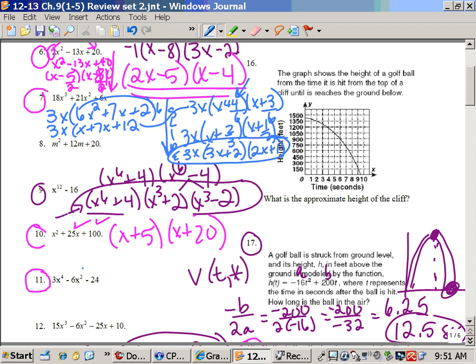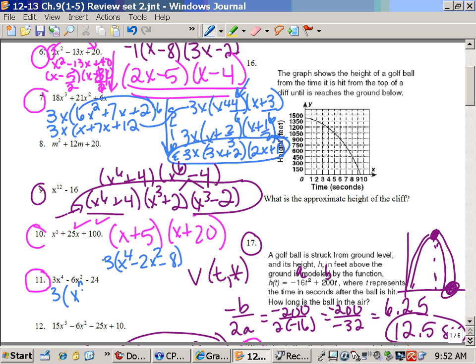This also has a GCF of 3. So I'm going to take out a 3. That leaves me with x to the 4th minus 2x squared minus 8. Now I need to multiply to give me 8 and add to give me 2. That is 4 times 2.